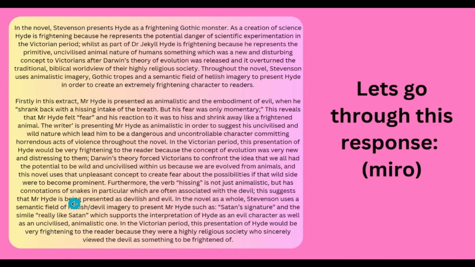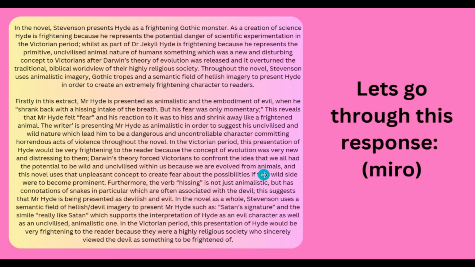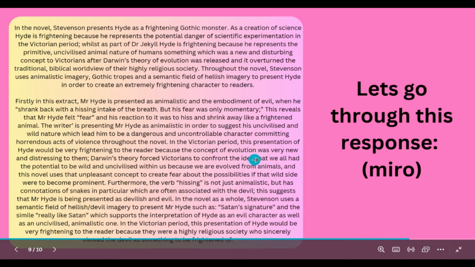Stevenson uses a semantic field of hellish, devil imagery to present Mr. Hyde as Satan's signature, and the simile "really like Satan" supports this interpretation. Okay? Now, again, context: the Victorian era was a very highly religious society. So, really good paragraph here. I would only say, as a possible improvement, to use more quotes, because there seems to be a single quote for this entire paragraph. I would say try to use at least 2 quotes per paragraph.